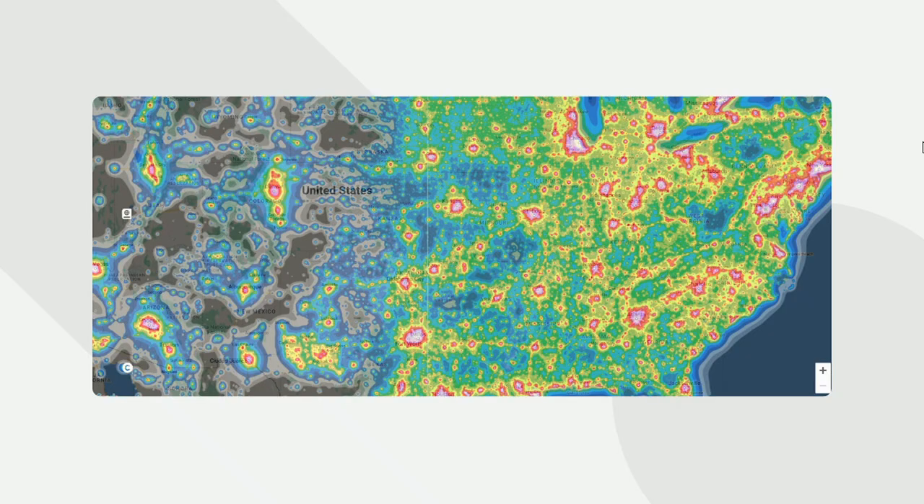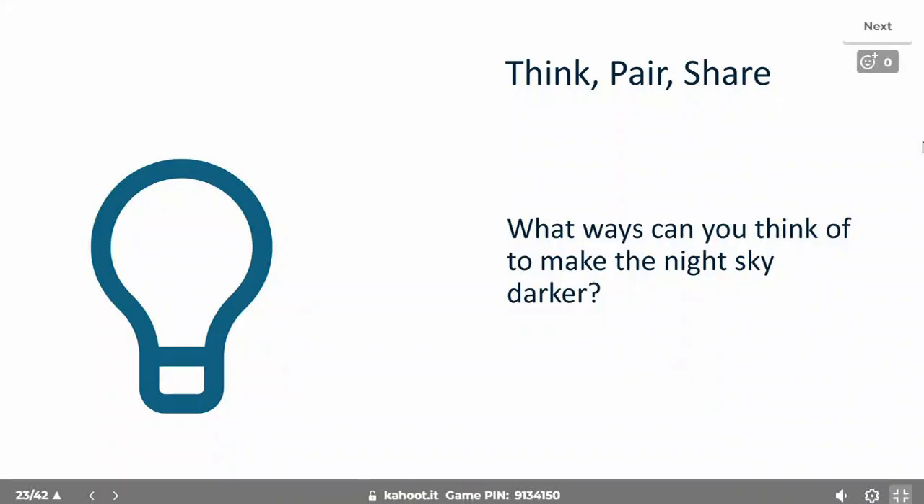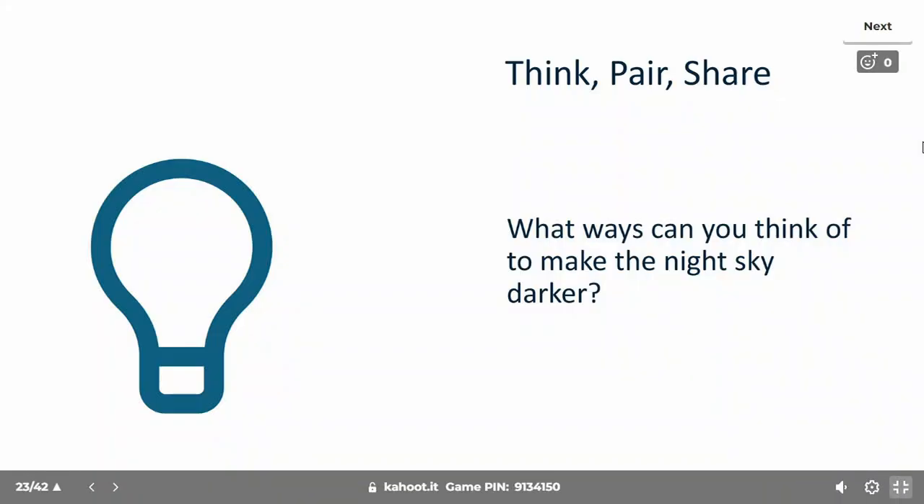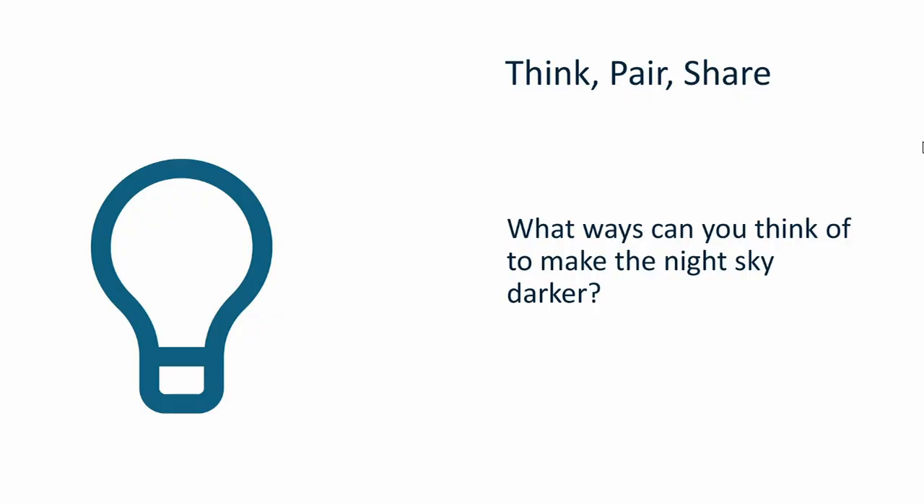The gray parts are just, there's not enough data to say what that brightness is, but it's probably fairly dark because there's not going to be a lot of towns out there. Okay, so maybe take a couple minutes amongst yourself to think about ways that we could make the night sky darker.